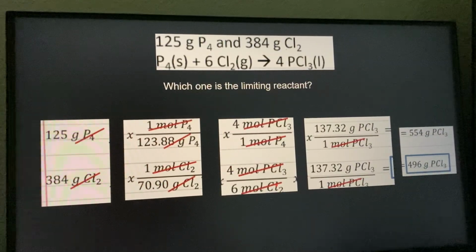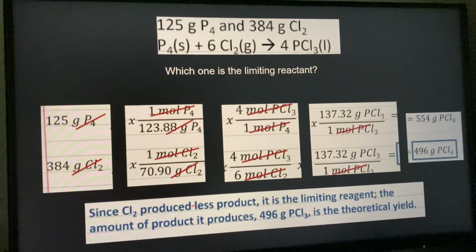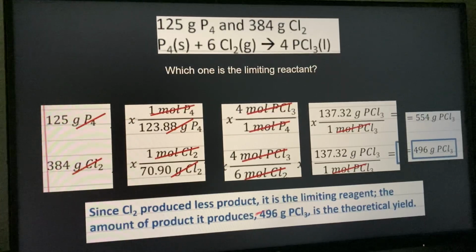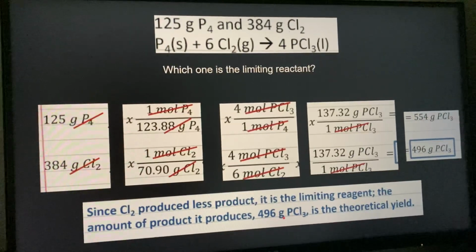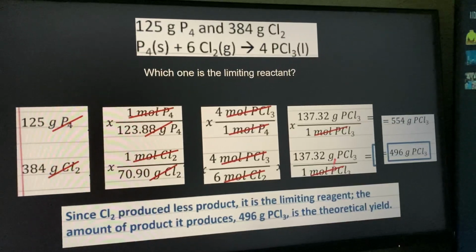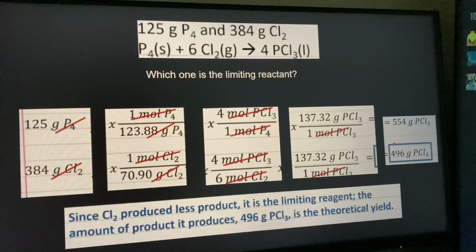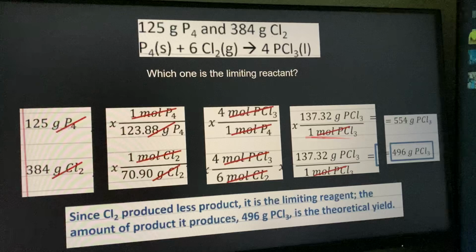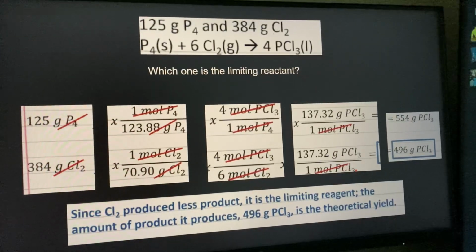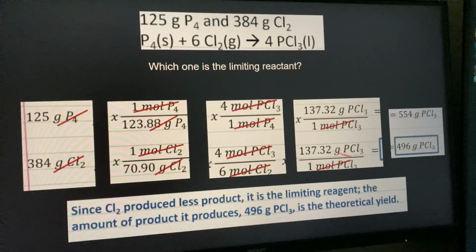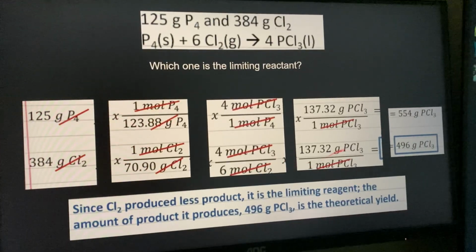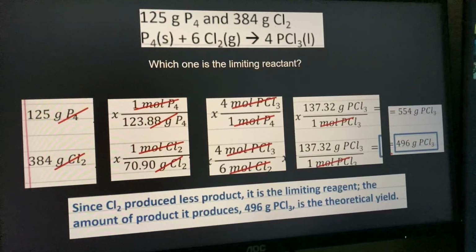As you can see, since Cl2 produces less product, it is the limiting reactant. On a side note, these are all theoretical yields, meaning that if the whole equation was 100% successful, as in every single molecule reacted perfectly, it would form that many grams.